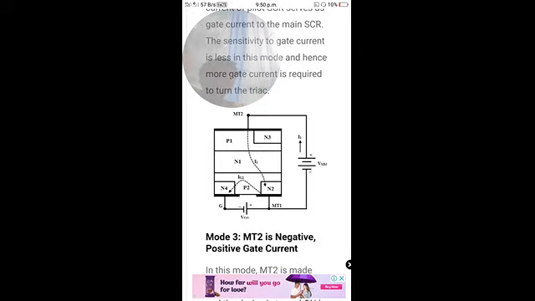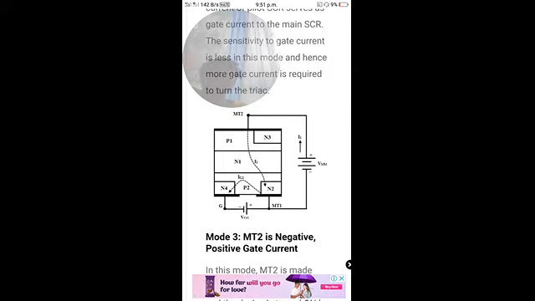So when we increase the gate current, that is, the gate voltage or gate current, the reverse bias effect will be reduced fast. So the device enters into conduction with a small applied voltage between the terminals MT2 and MT1. That is the operation.